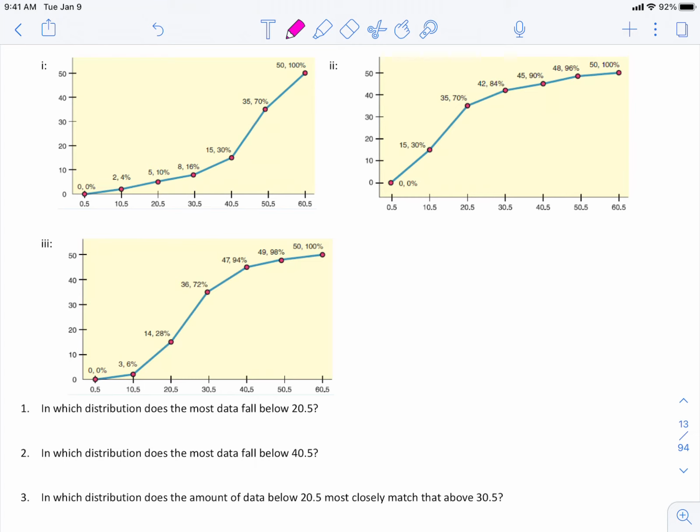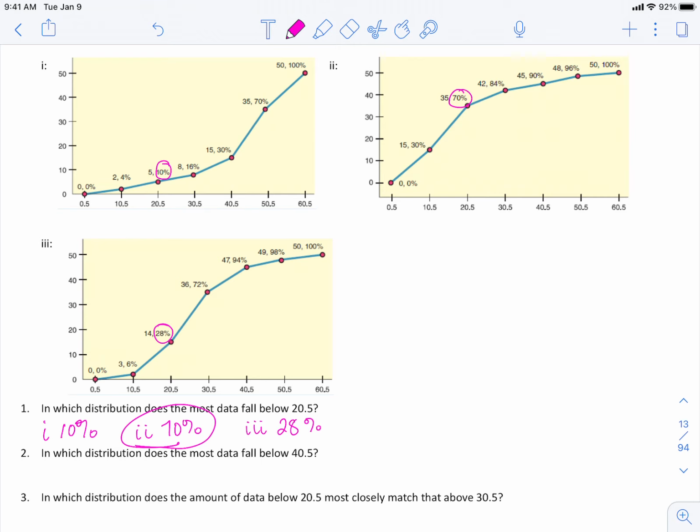So let's look at the first graph. The first graph we can see at 20.5 we have 10%. So graph 1, it's 10%. Graph 2 we have 70%. And graph 3 we have 28%. So the most data that falls below 20.5, that occurs on graph 2.